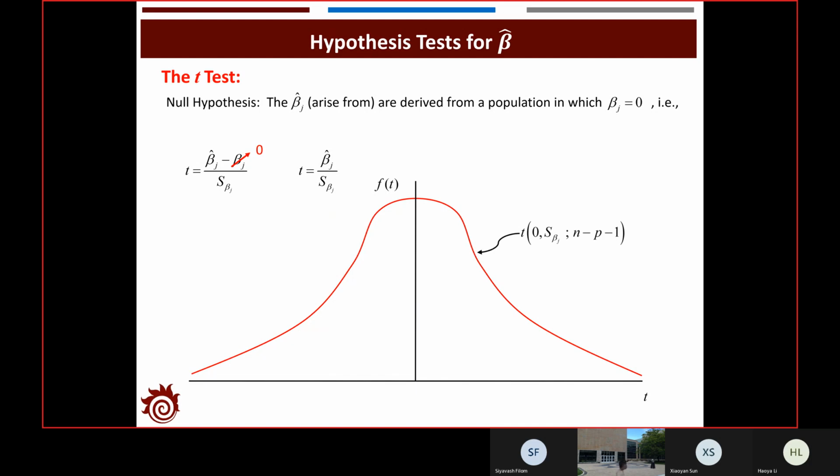And we can then find the value of the statistic, which will be beta j hat divided by S beta j. Say that it's around someplace here, and then there are two regions. The yellow region shows the probability smaller than the statistic, and the blue region shows the probability higher than the statistic.